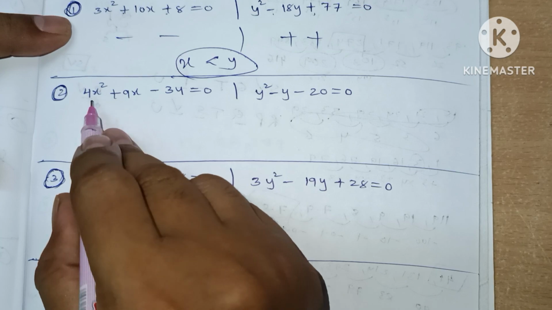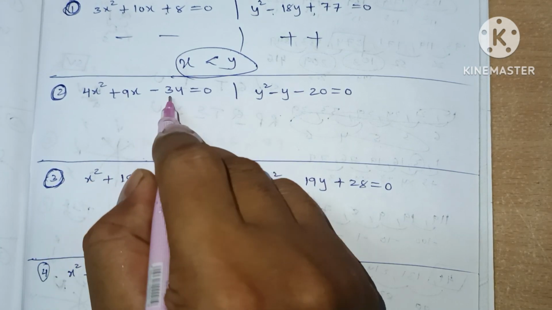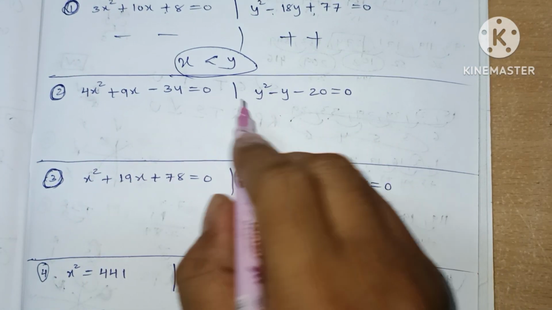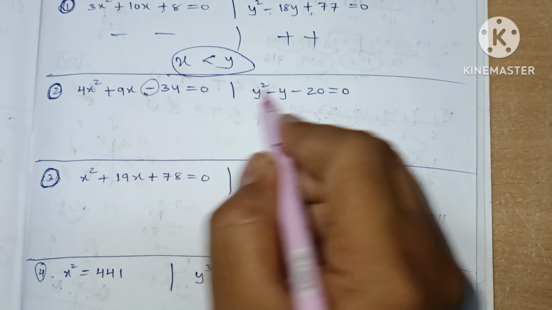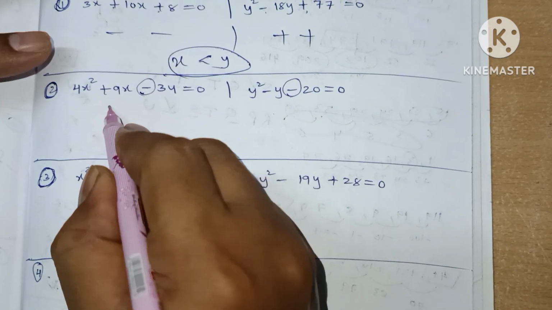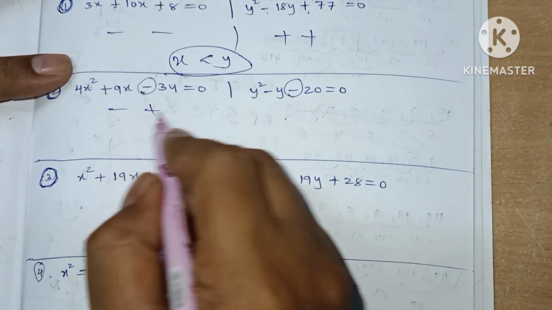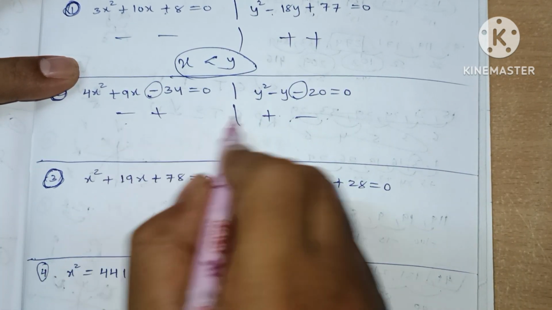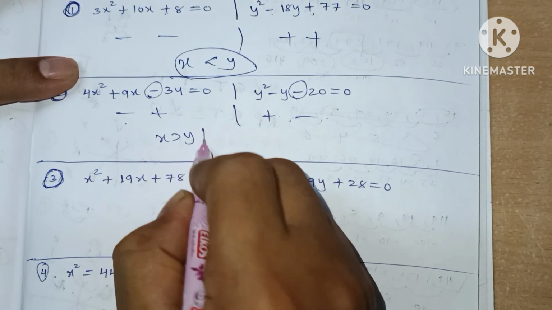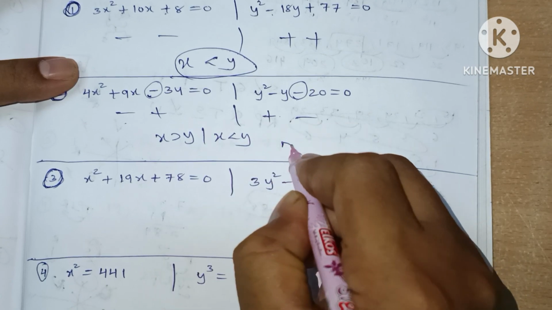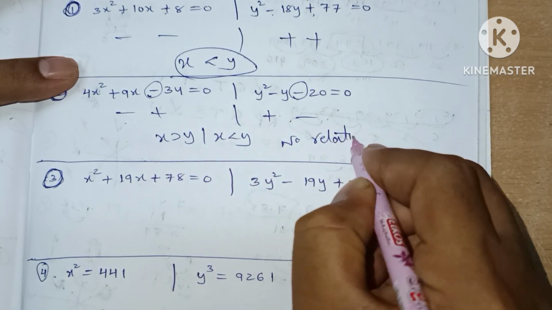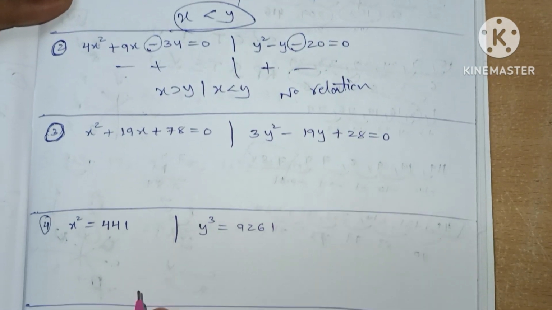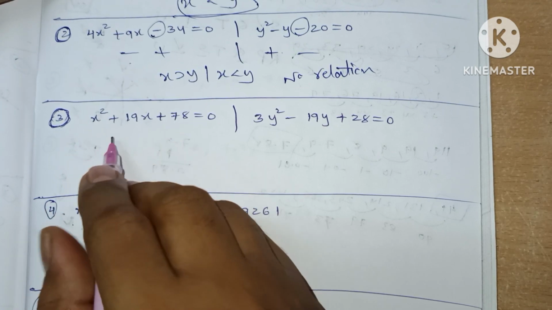Let's see this one. 4x square plus 9x minus 34. Wait a second, here it is minus at the end and here also minus at the end, so the roots will be minus and plus, and here plus and minus. By comparing these two, we get x greater than y and x lesser than y, so no relation can be established between these two.